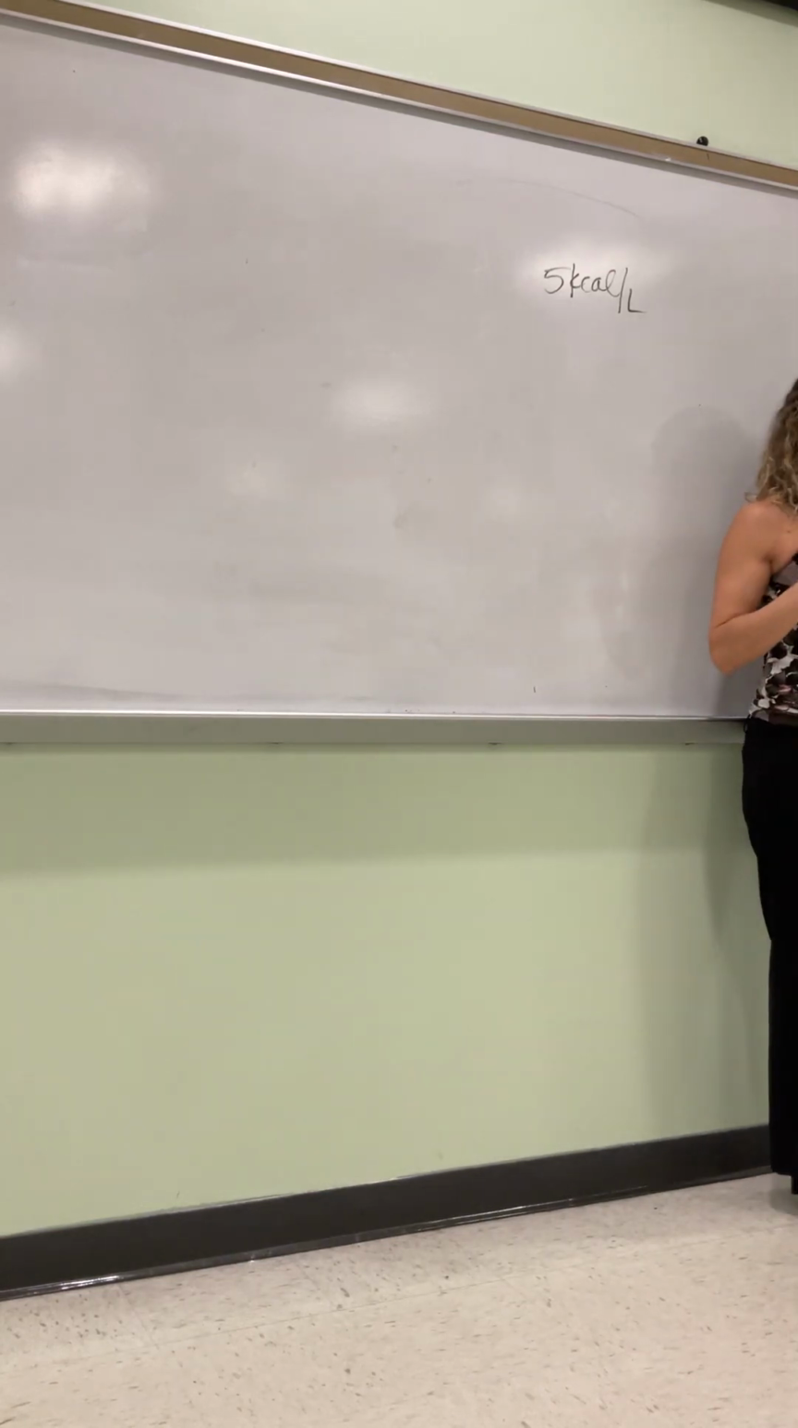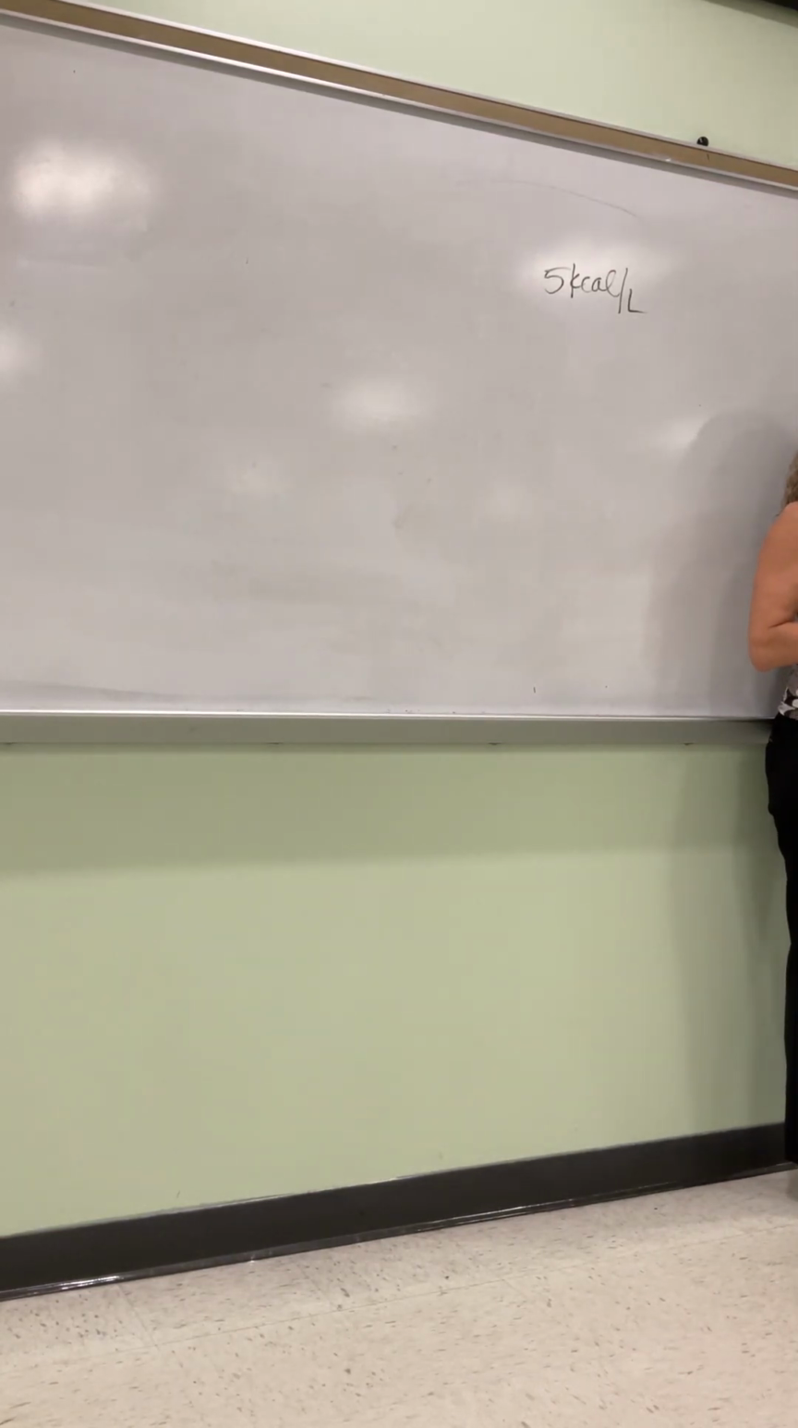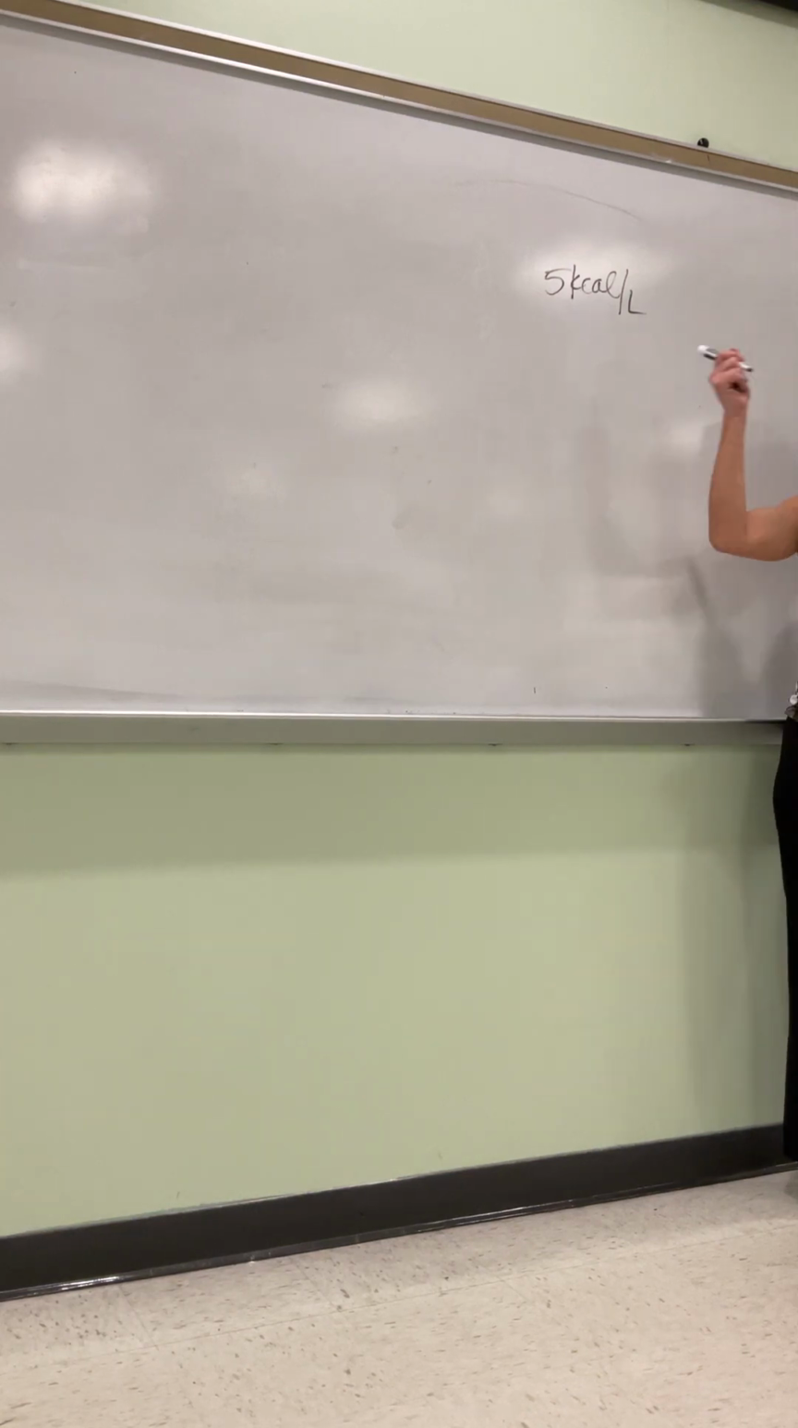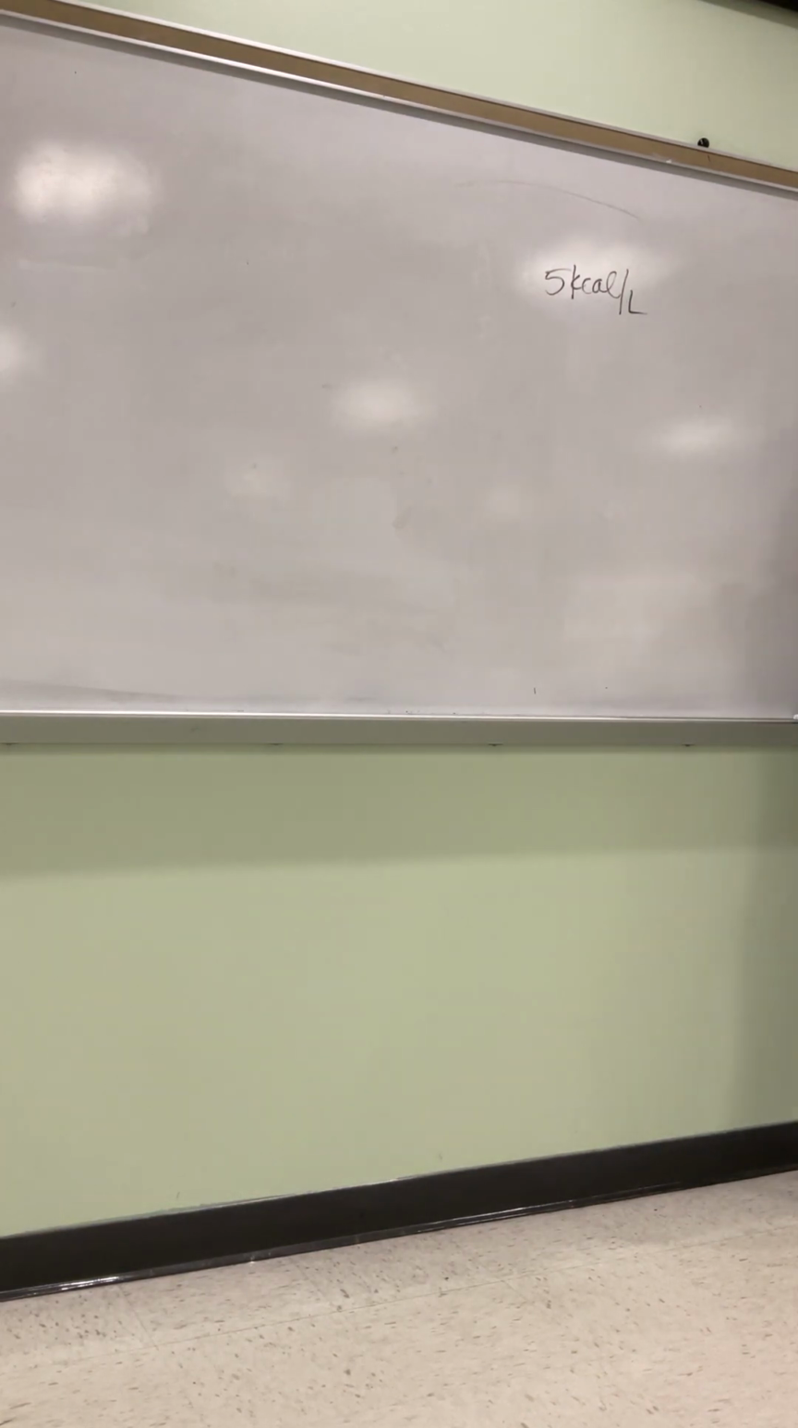We convert oxygen consumption to energy expenditure. If we know how many liters of oxygen you're consuming, we multiply it by 5 calories per liter and we convert it to energy expenditure.